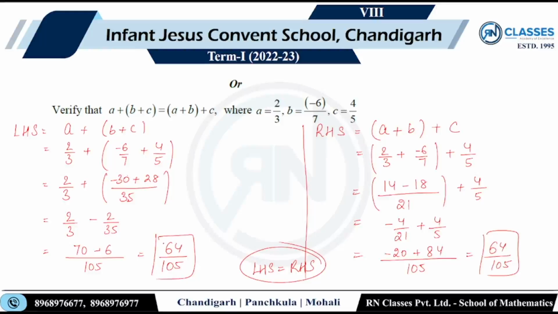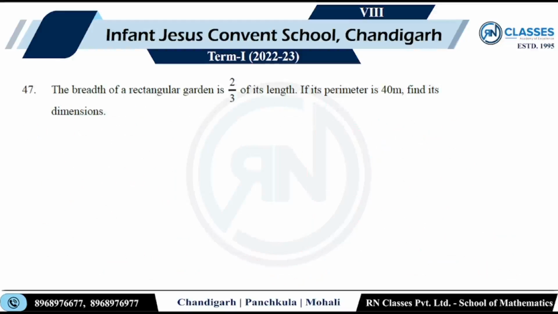That's it. Our part is also done, and question number 46 is finally finished. The breadth of a rectangular garden is 2/3 of its length. If its perimeter is 40, find its dimensions. Now, if I have a rectangular garden, you have to write let the length of the garden is x, so the breadth of the garden would be 2/3 of x.